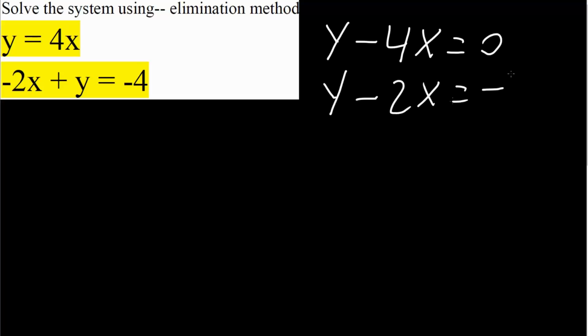So in order to do the elimination method, we need to set this side to 0. So we would get y minus 4x is equal to 0. I'm simply distributing this 4x over here. The next thing we need to do is rearrange this. We could say that y minus 2x is equal to minus 4. All I did was put the y here and put the minus 2x here.